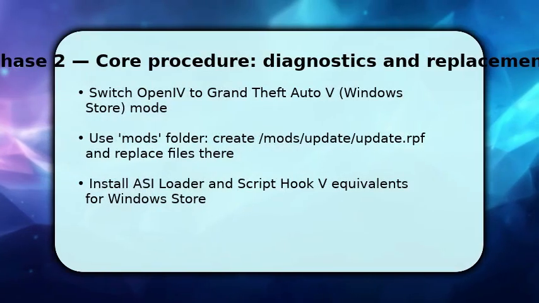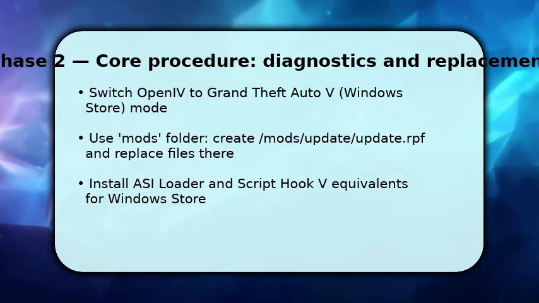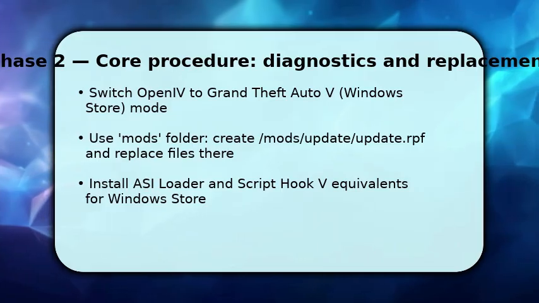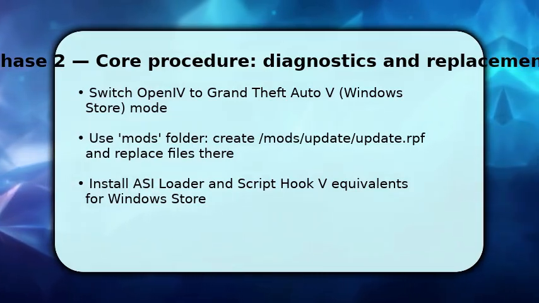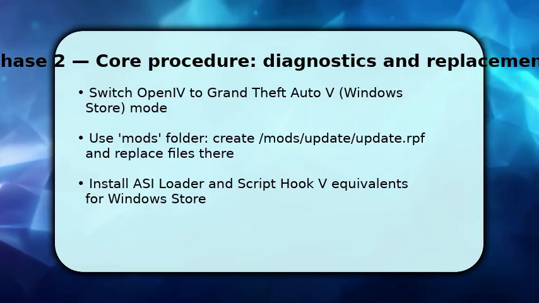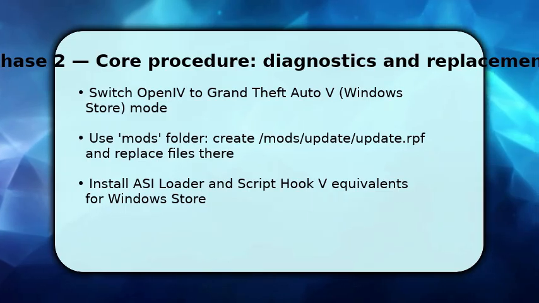Now configure OpenRoman4 for the Windows Store build and enable edition selection. Make sure it recognizes the Xbox Game Pass executable. Create a local mods folder structure, mods/update/update.RPF, and install your replacements there rather than overriding originals.